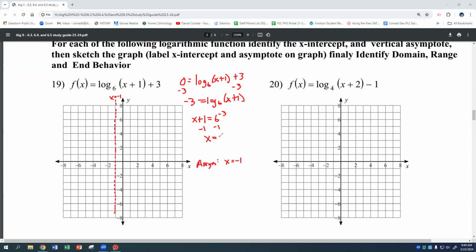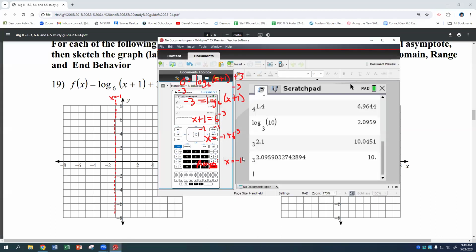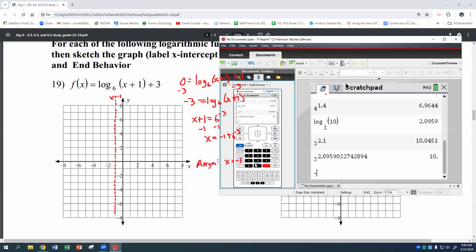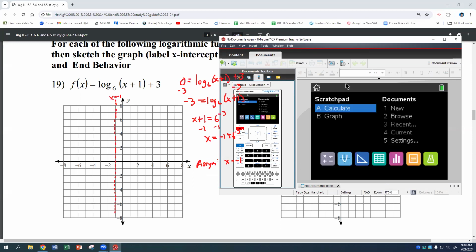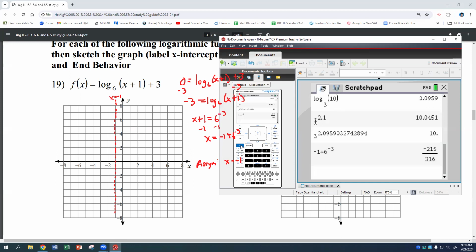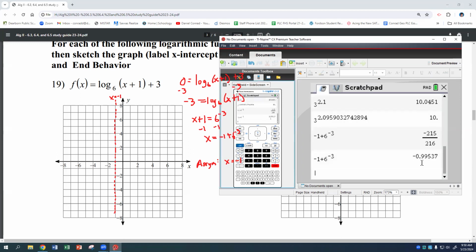So I'm going to get x equals -1 plus 6 to the -3. That's going to be like -0.99 or something around there, but let's see. -1 plus 6 to the -3rd. Oh, whoops. Nope, that's not what we want. Control Enter. There we go. So, yep, -0.995.